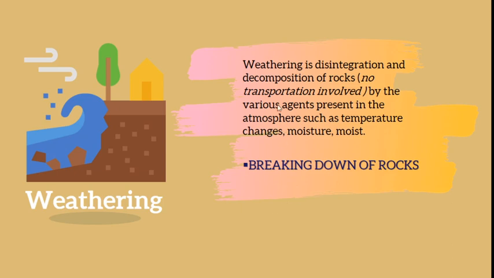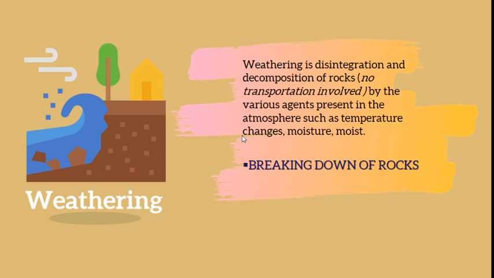Okay? Though there is disintegration, there is a breaking down of rocks, but there is no transportation involved. Meaning, transportation, transferring of the rocks from one place to another. Again, there is no transportation, but there is disintegration and breaking down of rocks. What are the agents involved? We have temperature changes, it can be also climate changes, moisture or moist.